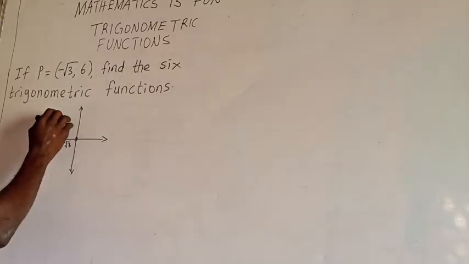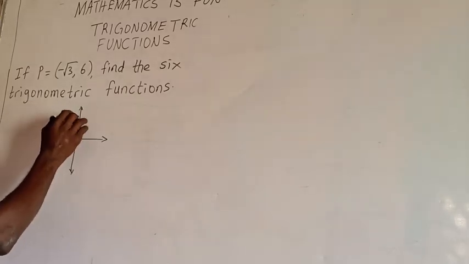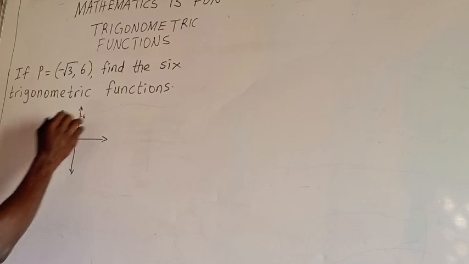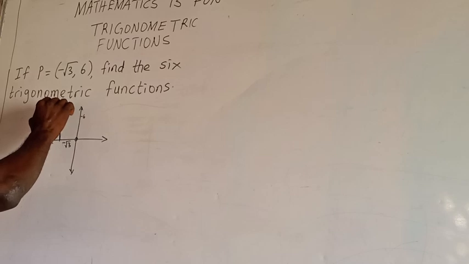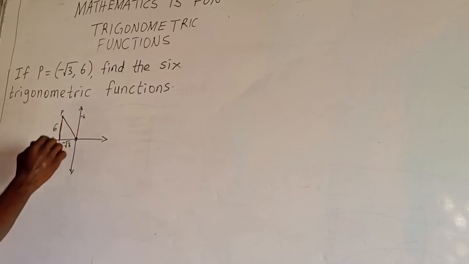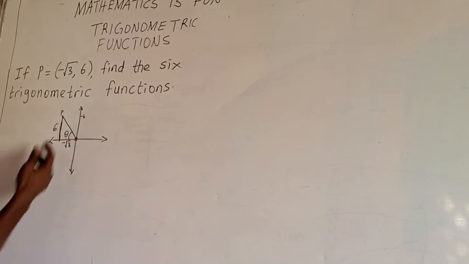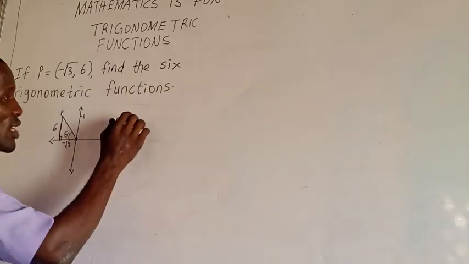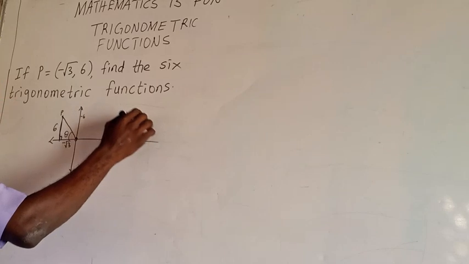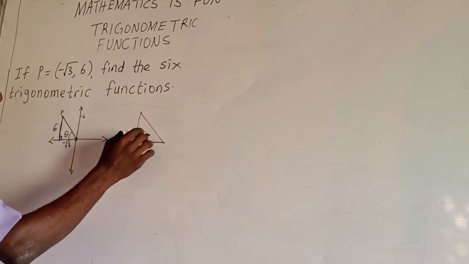So we can say our point P is located somewhere around here, where this is my 6. Then we bring it to the origin this way and make this one our theta. With that, we have produced the right angle triangle needed to look for the trigonometric functions. What does the triangle look like? The triangle looks like this.